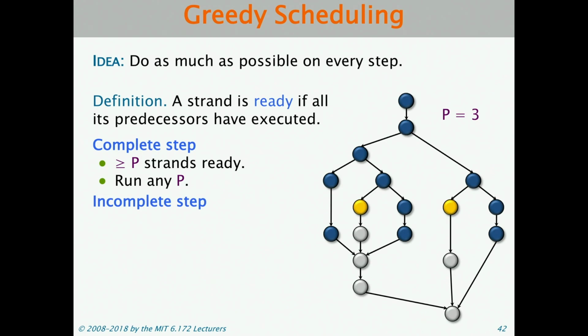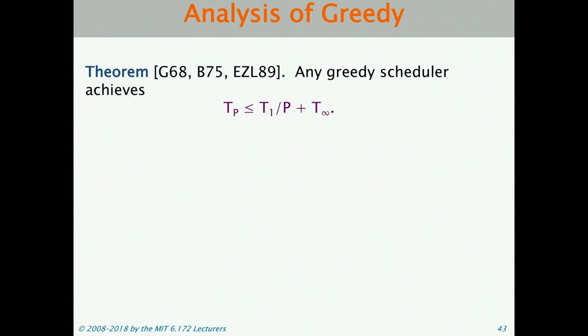The incomplete step is one where I have fewer than P strands ready. Here I have 2 strands ready and I have 3 processors. What would I do in an incomplete step? Just run the strands that are ready. Yeah, just run all of them. So here I'm going to execute these 2 strands. We're going to use complete steps and incomplete steps to analyze the performance of the greedy scheduler.